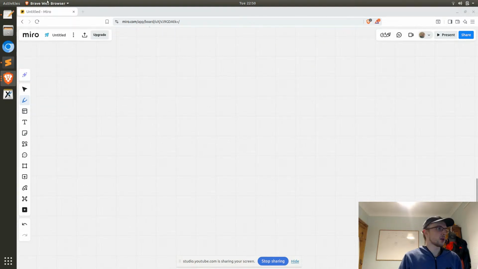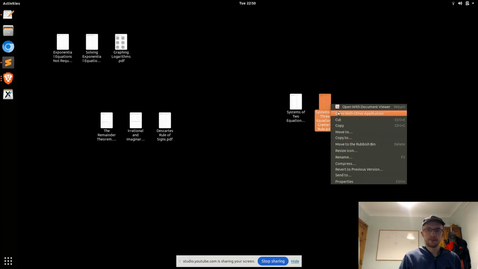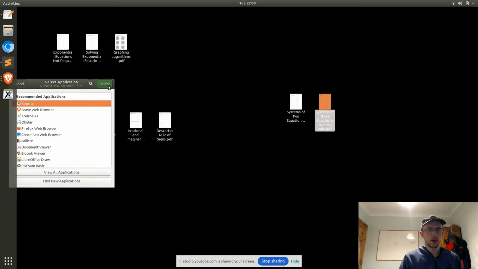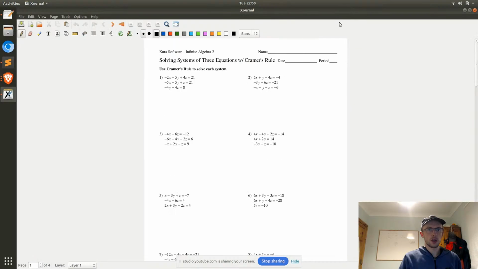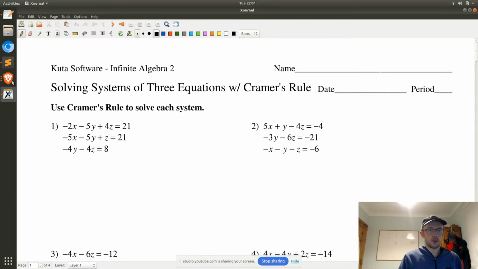All right, so now Cramer's rule as applied to a system of 3 equations. So how would that work? How would that work? We're about to see. Wow.